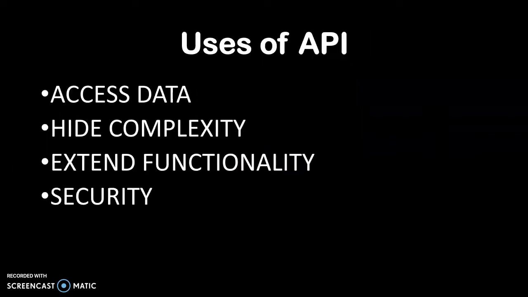So what are the uses of API? The basic uses of an API are accessing data, hiding complexity, extending functionality, and then security.